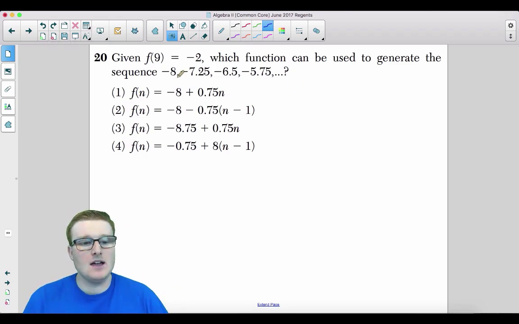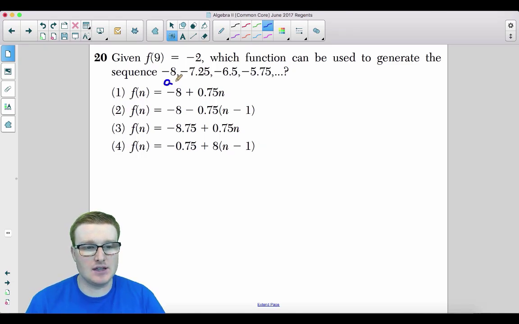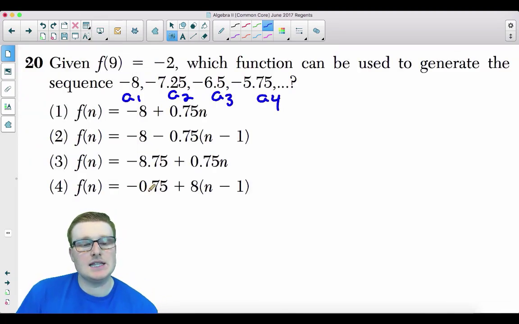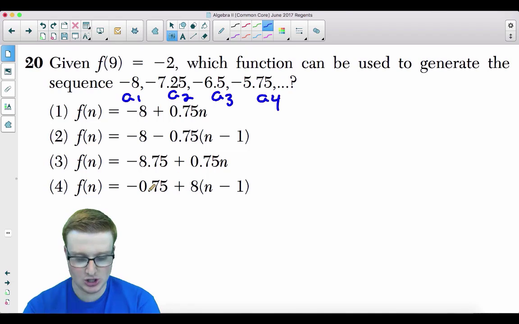Okay, so now in this case, here's what we need to do. We need to find the formula that generates this a sub 1, a sub 2, a sub 3, a sub 4. Let's go ahead and do it. So we have to find either the common difference or the common ratio.